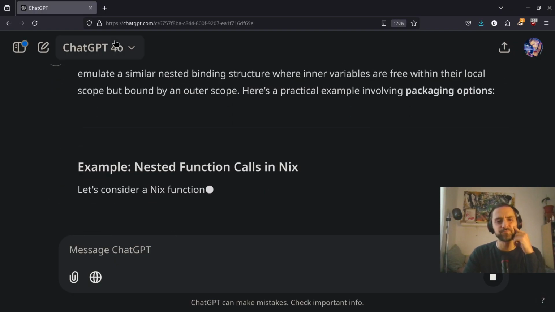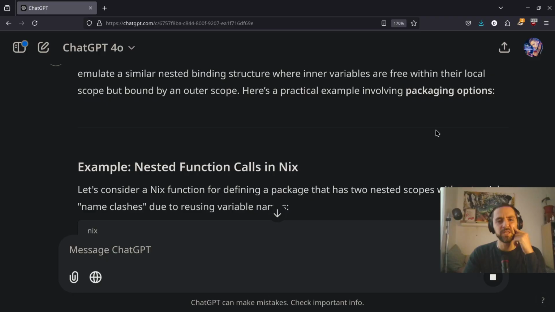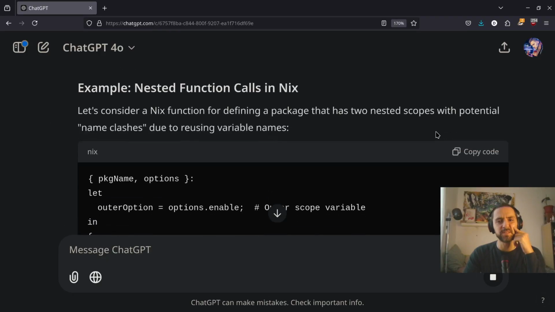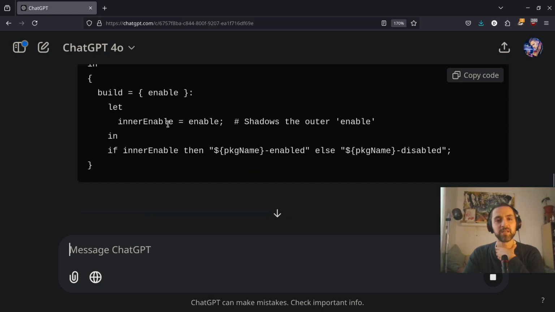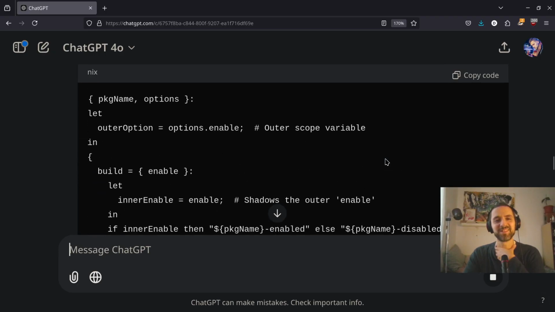Sometimes actually chat shows nice things when you ask something like this. Let's consider Nix's function for defining a package that has two nested scopes with potential name clashes due to reusing variable names. There is this rec thing also. Let outer options enable in what? Build enable. Let inner enable shadows the outer enable. Oh, in what? If inner enable, then package name enabled, else package name disabled.